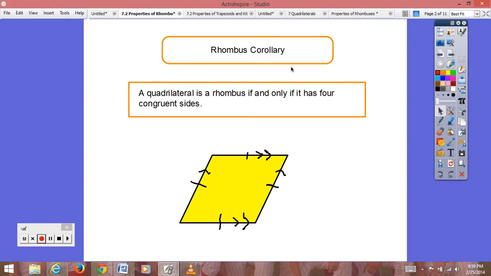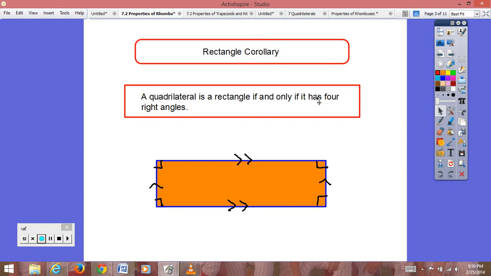So just a quick refresher, a rhombus corollary. A quadrilateral is a rhombus if and only if it has four congruent sides. So we have our four congruent sides. And remember, rhombuses are parallelograms, so we have our two sets of opposite parallel sides.